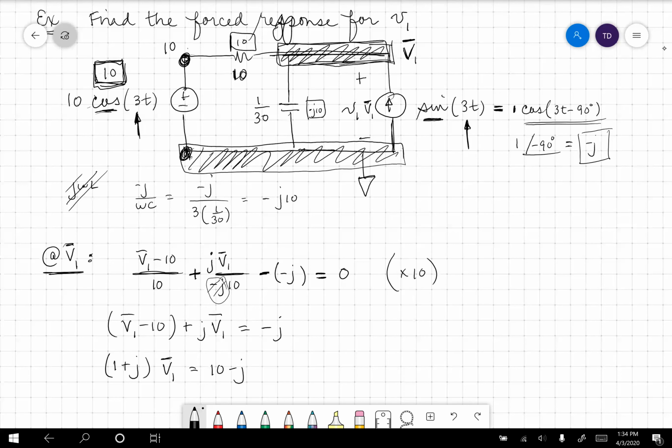Isn't it minus J10, when you multiply the whole thing by 10? This one here, correct? Yes. Thank you. You're awesome. Again, that is minus J10. Yes, it is.